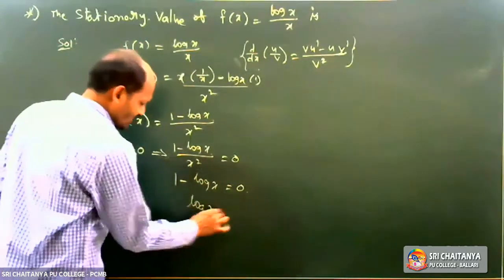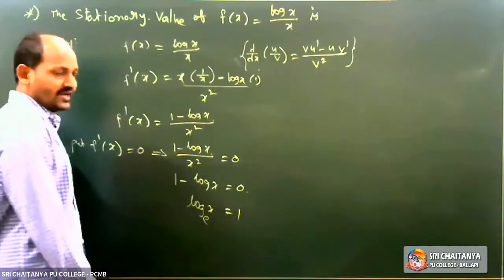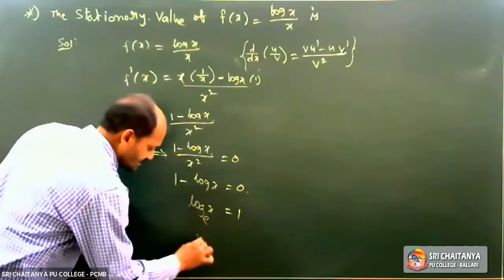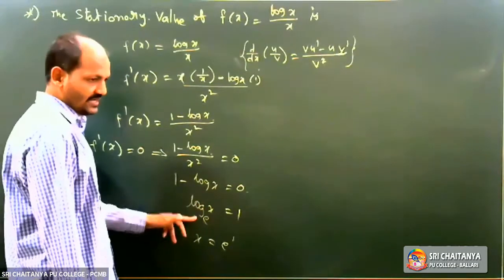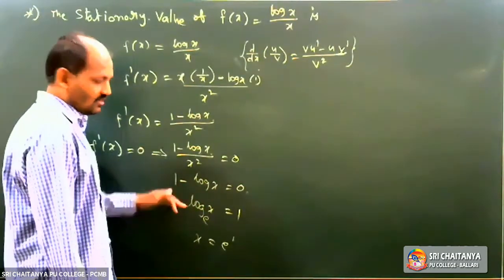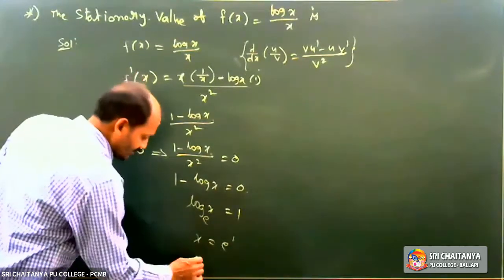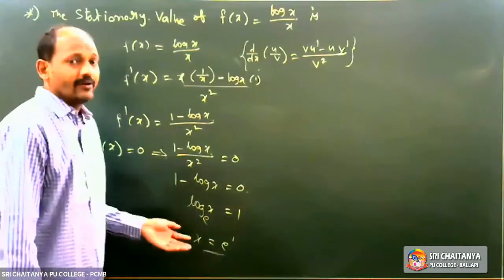Clearly log x is equal to 1. Log means base e. It is converted to exponential form. That means x is equal to e power 1. Log x base e is a logarithmic form, so how to find x? By exponential form, x is equal to e power 1. That means e. It is a stationary point.